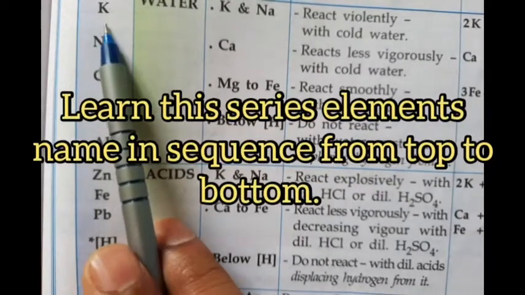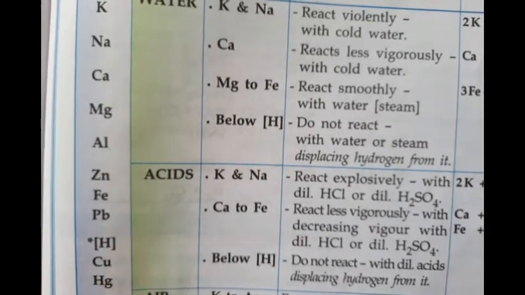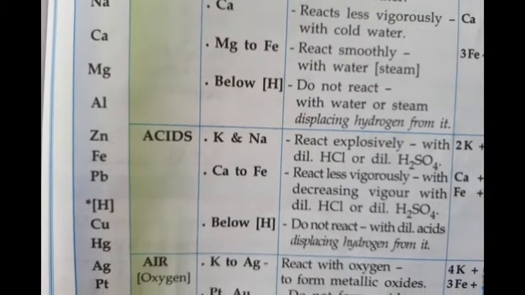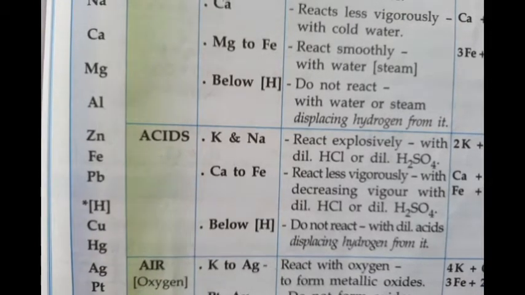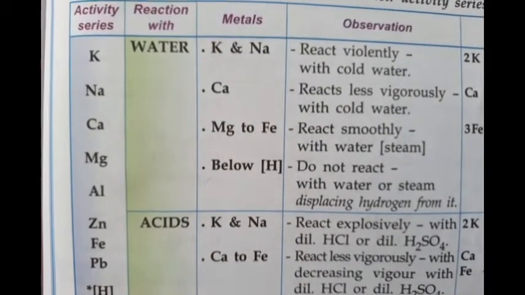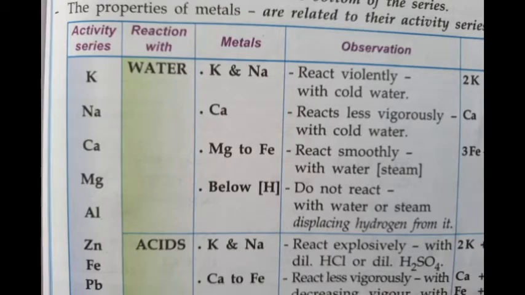It starts with potassium, then sodium, magnesium, ammonium, iron, zinc, lead, hydrogen, copper, mercury, silver, and platinum. And this series you have to remember by heart. So what you can do is write it down on a piece of paper and stick it in your bedroom, because it is required in class 8, 9, 10.